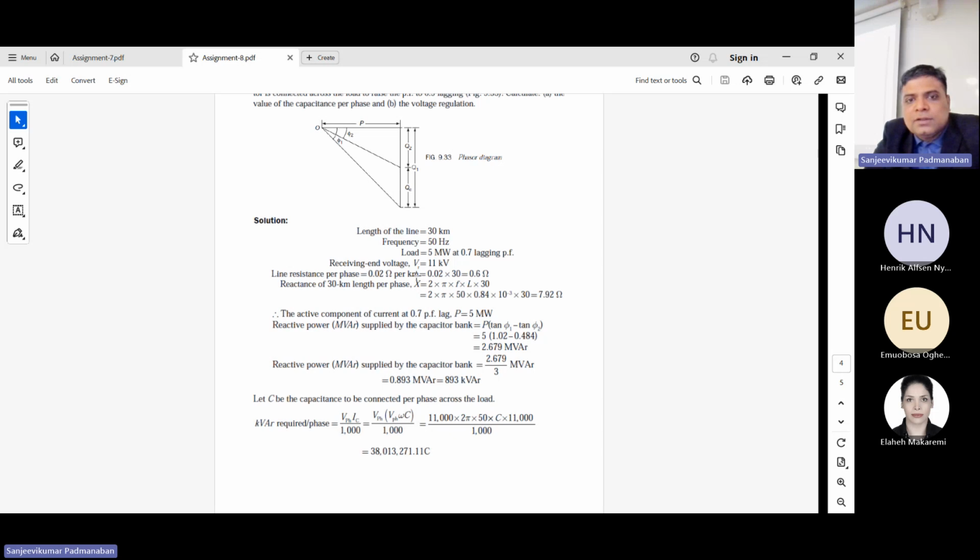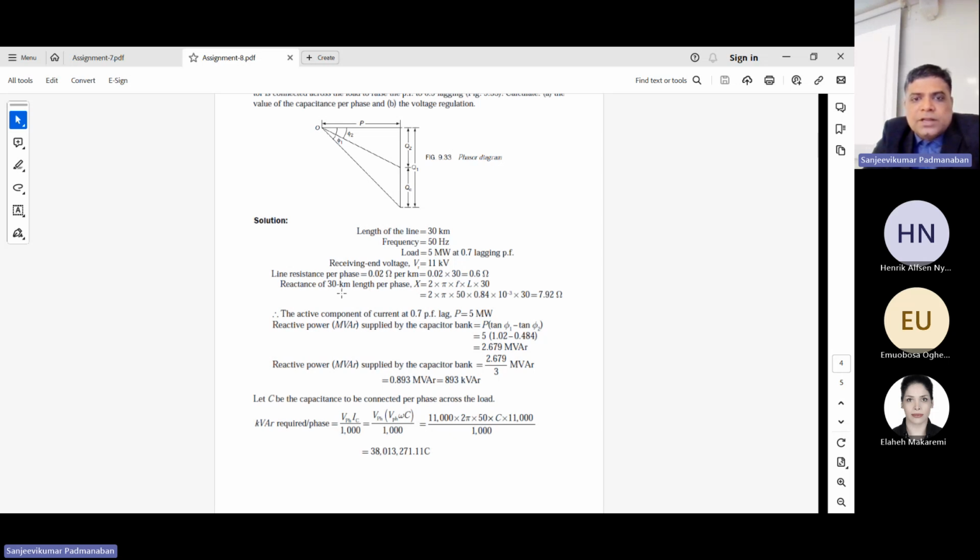So I want to calculate for the full length; per kilometer is 0.02 ohms. For the full length, multiplied by the kilometers, please calculate: 0.02 into 30 is going to be 0.6 ohms.